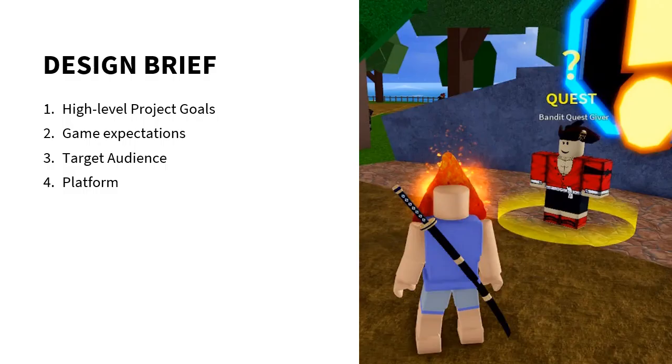Next, make sure you include something like the platform that you're targeting. Is it going to be a PC game, console game, or perhaps mobile or other platform with specific requirements?